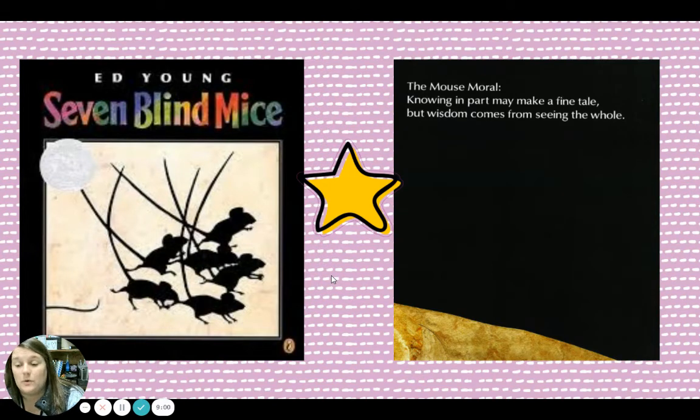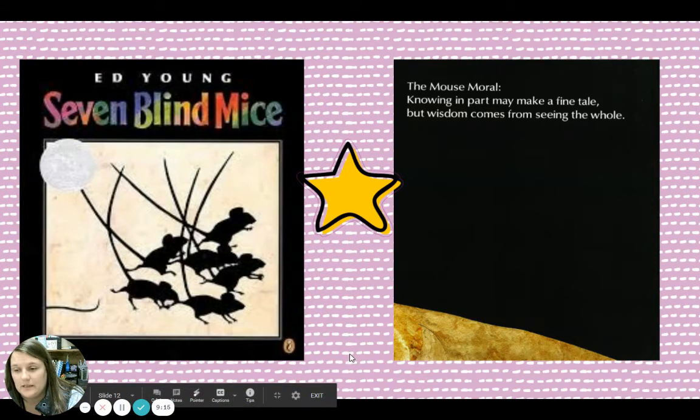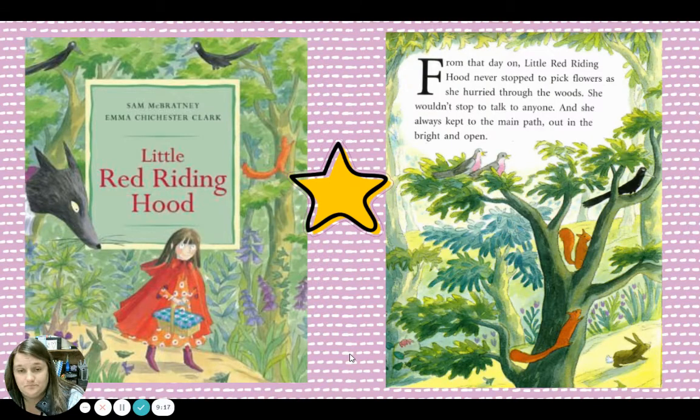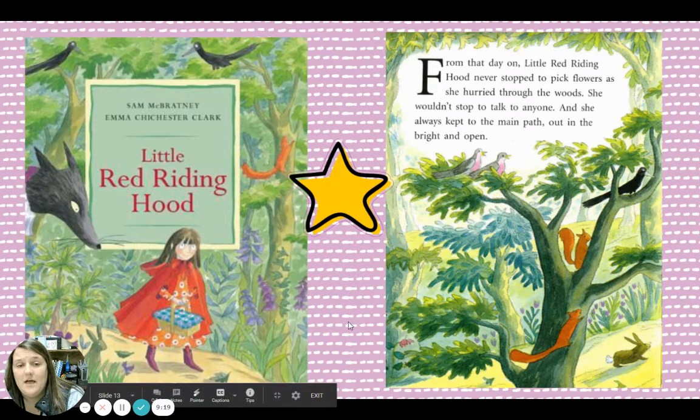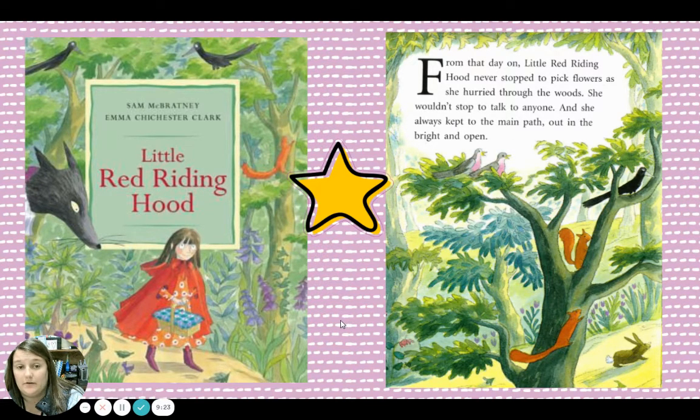Okay, so think about like the Tortoise and the Hare or any fables that you've heard from Aesop. We all know that the Tortoise and the Hare ends with, don't forget, slow and steady wins the race. So you can state the moral of the story if you've got a really good one, if your character really learned something. Or in Little Red Riding Hood, we have, "From that day on, Little Red Riding Hood never stopped to pick flowers as she hurried through the woods. She wouldn't stop to talk to anyone and always kept to the main path out in the bright open."